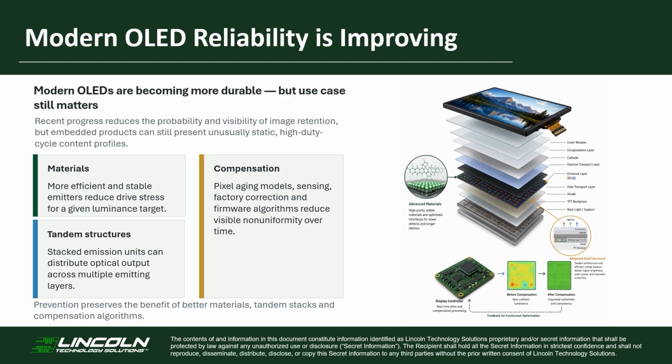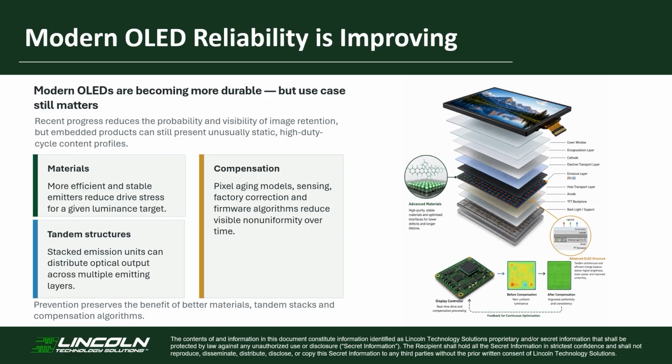First, improved emitter materials and optimized device structures can produce a given luminance with less electrical and thermal stress. Second, tandem OLED structures use multiple emission units. Rather than relying on a single emitting structure to provide all of the optical output, the load can be distributed across multiple units. This can improve efficiency, brightness capability, and operating lifetime. Third, compensation technology continues to improve. Aging models, electrical sensing, factory demura, calibration, and firmware correction can reduce visible non-uniformity as the panel accumulates operating time.